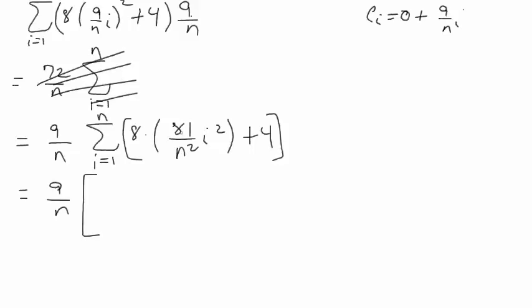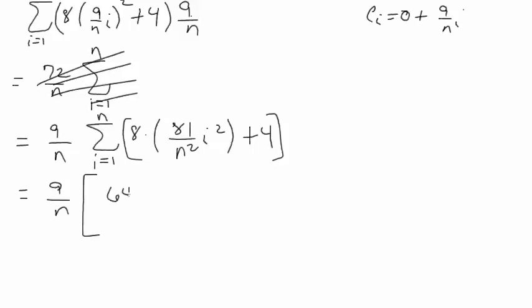Actually, I'm going to take this 8 and multiply it by this 81. Why can't we do that? Let's do that. So 81 times 8 is 648. I'm going to take that as a 648 n squared. I'm going to bring this outside.